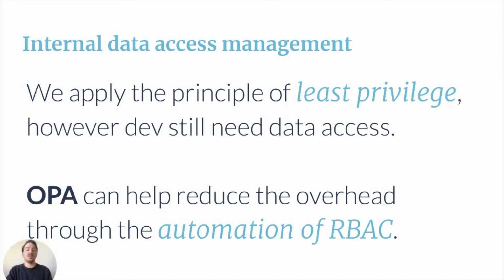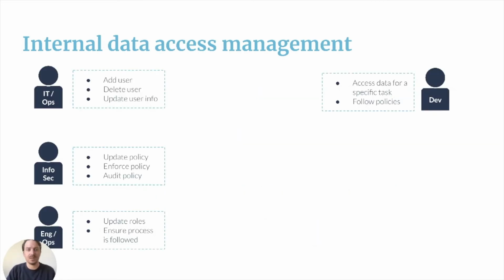And in this case, we apply the principle of least privilege to make sure that devs only have the access that they need. And sometimes this will mean adding and removing access to something at different points in time. However, devs obviously still need access to it. And so you can use OPA to reduce the overhead through automating the application of role-based access control. So I'll give a little example of how we do this.